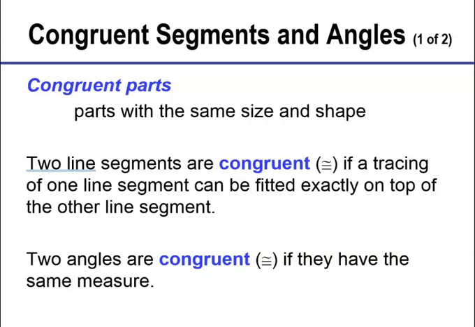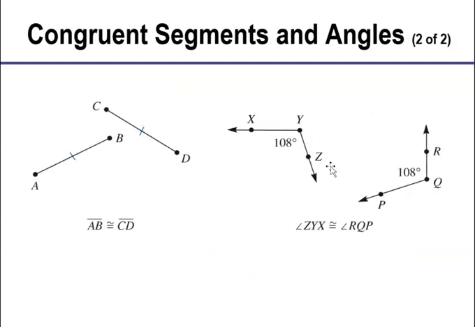So here we go. Right here, two line segments are congruent. Notice the notation. It's an equals sign with a little squiggly line. That means congruent. If a tracing of one line segment can be fitted exactly on top of the other line segment, they're exactly the same length. Two angles are congruent if they have the same measure. Makes sense, right? Notice here it says segment AB is congruent to CD. If we were to pick up AB and set it right on top of CD, they would fit perfectly. That's the definition they gave you for congruent.